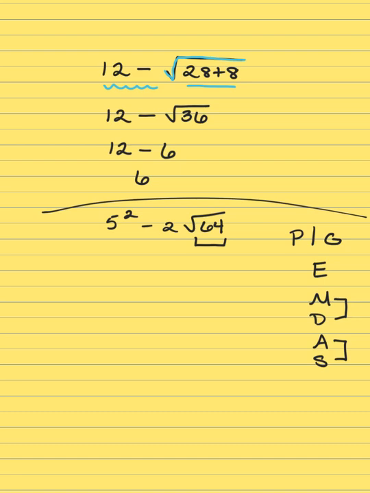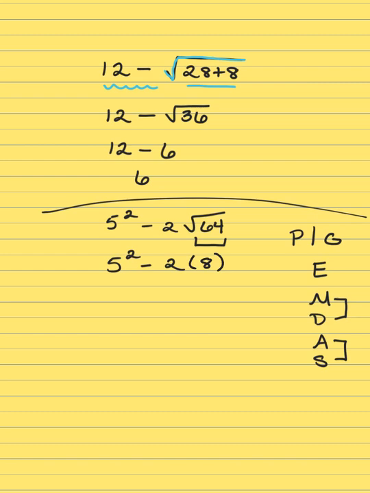To show my work, I'm going to write down everything that I'm not dealing with yet, and then simplify what I am taking care of right now. So I'm not doing anything with the 5 squared. I'm just going to write that down. Minus 2 times what the square root of 64 is, which is 8. 8 times 8 would bring me to 64. So the square root of 64 is 8.